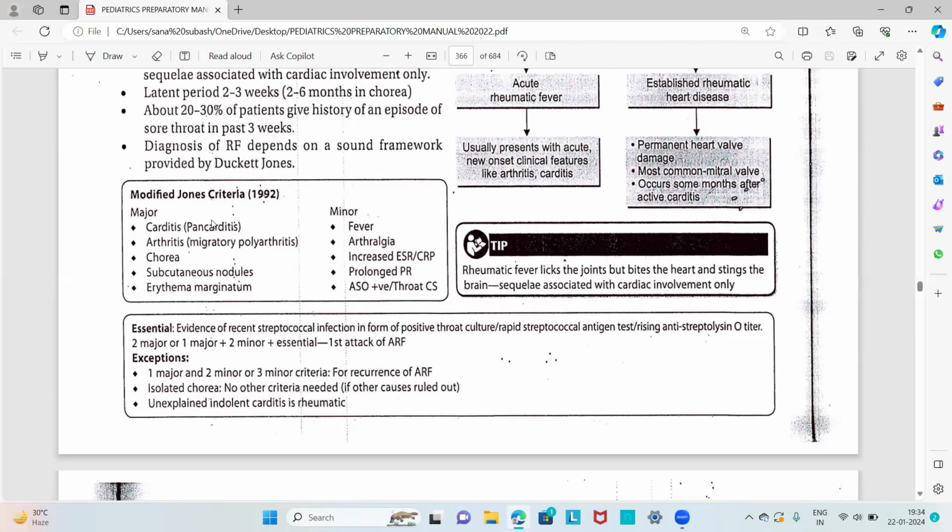And the minor criteria in the low-risk population are polyarthralgia, fever greater than 38.5 degrees Celsius, ESR greater than 60 millimeters in the first hour, CRP greater than 3 milligram per deciliter, and prolonged PR interval after accounting for the age variability. That is the modified, that is the revised Jones criteria in 2015.